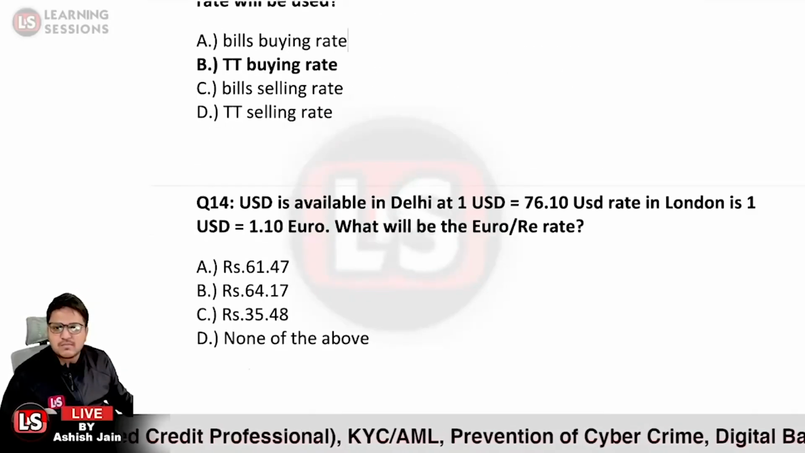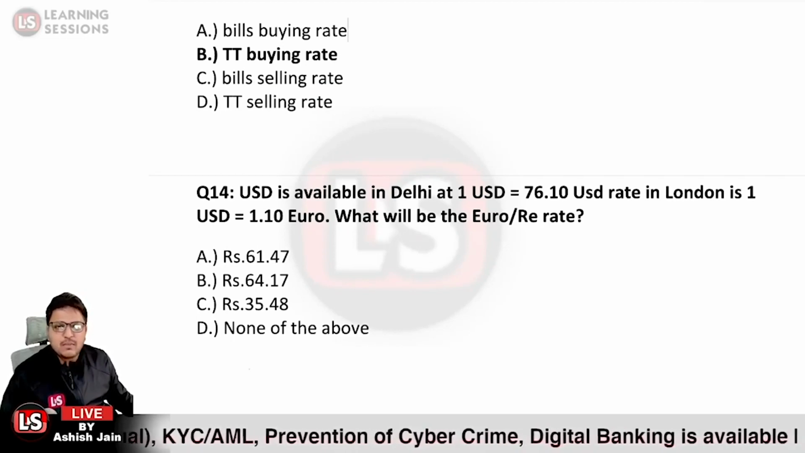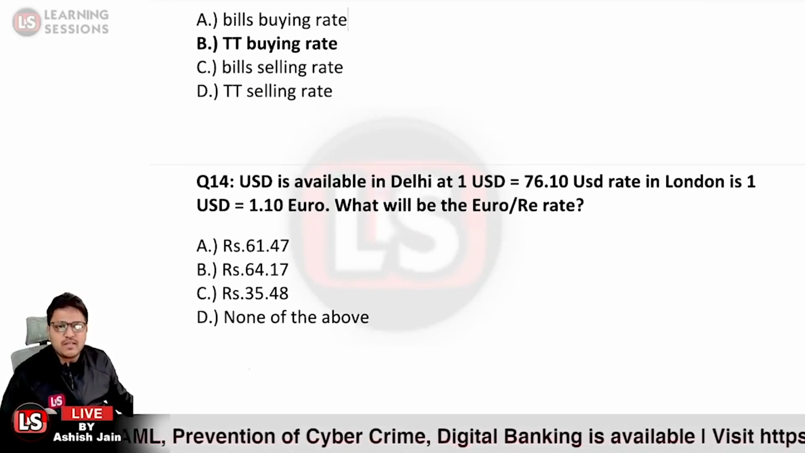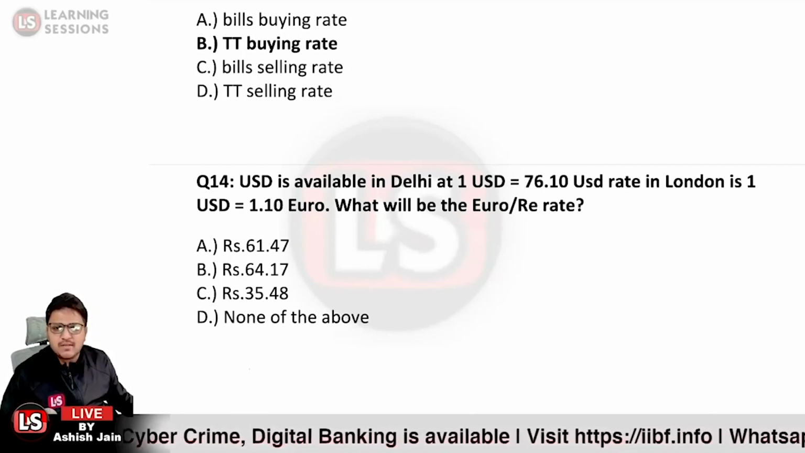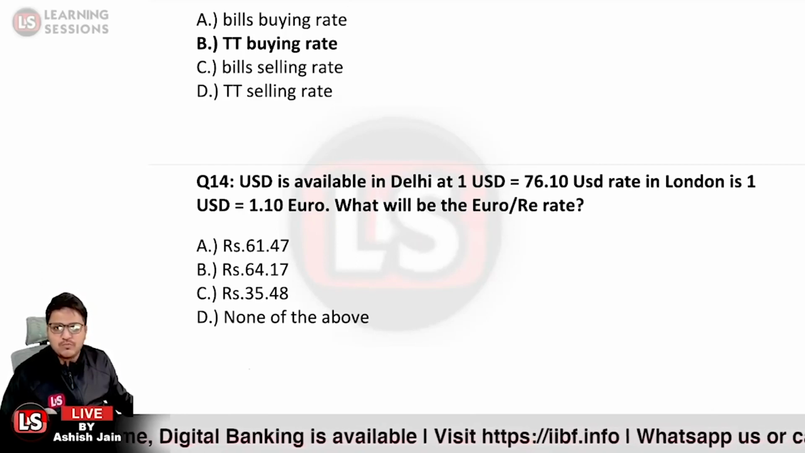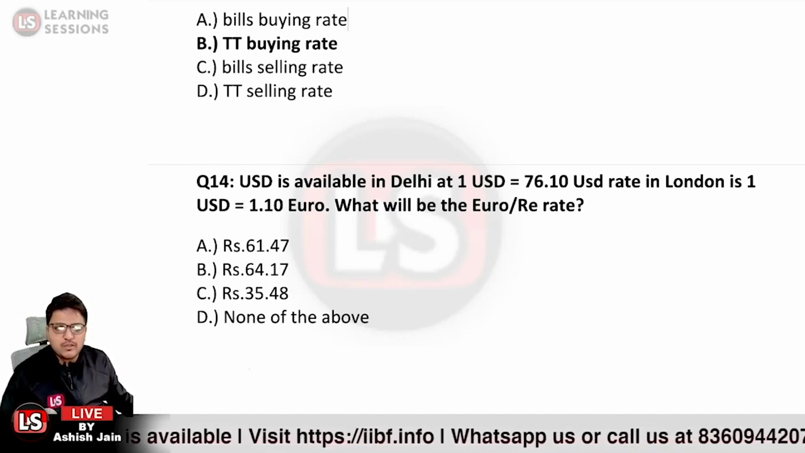Okay, further it says USD is available in Delhi at 1 USD is equal to 76.10 INR. The USD rate in London is 1 USD is equal to 1.10 euro. What will be the euro to rupee rate?